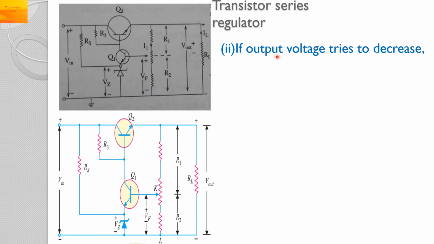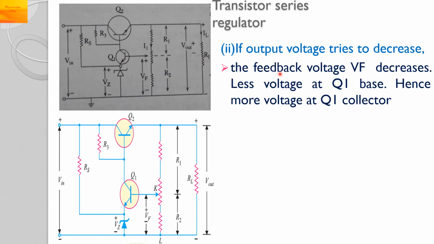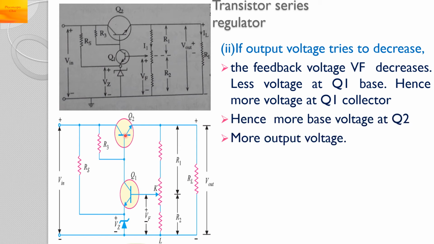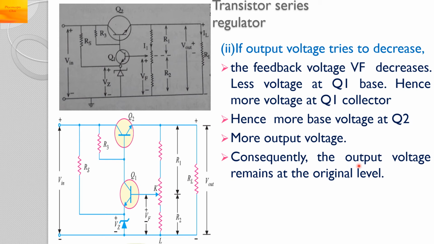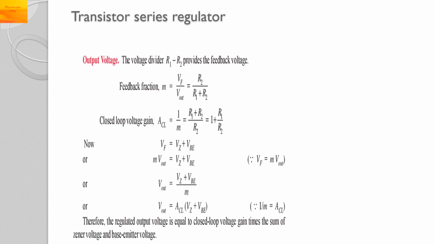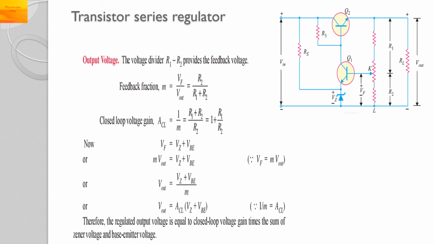Second case, suppose the output voltage tries to decrease due to some reason, then the feedback voltage VF will decrease. So less voltage, the base of Q1 is getting less voltage, and hence more voltage at the collector of Q1 which is given to the base of Q2, and hence the transistor Q2 will conduct much and the output voltage will increase, which had decreased, it will now increase, and hence the output voltage remains at the original level. This is the equation for output voltage.